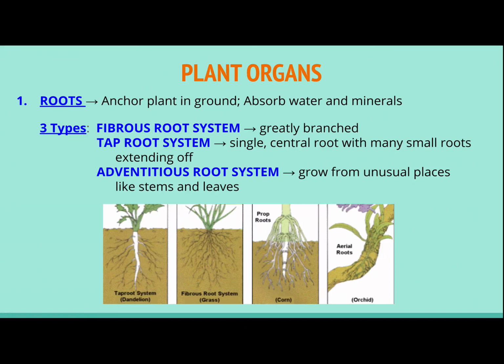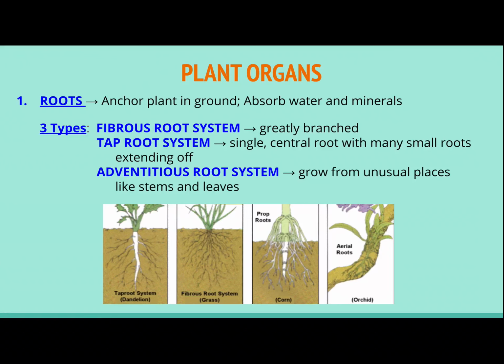Another example of a taproot would be a turnip. I don't know if you have ever eaten a turnip. It's not long and thin like a carrot; it's more like a bulb, but it is a taproot system. You can see all those root extensions coming off of that taproot. The second picture is your fibrous root system.